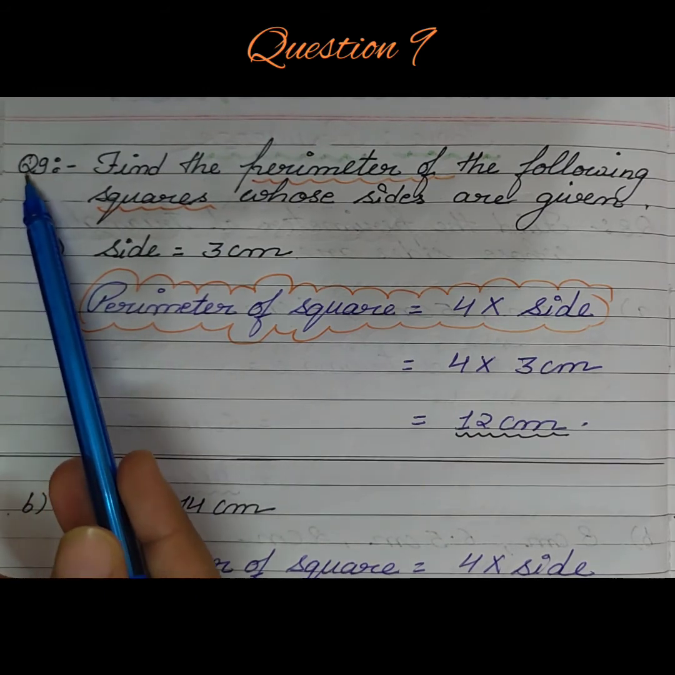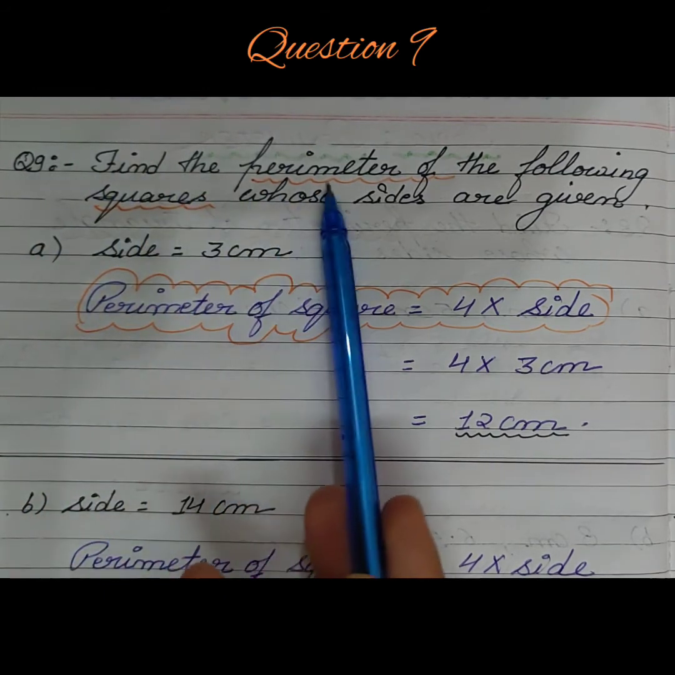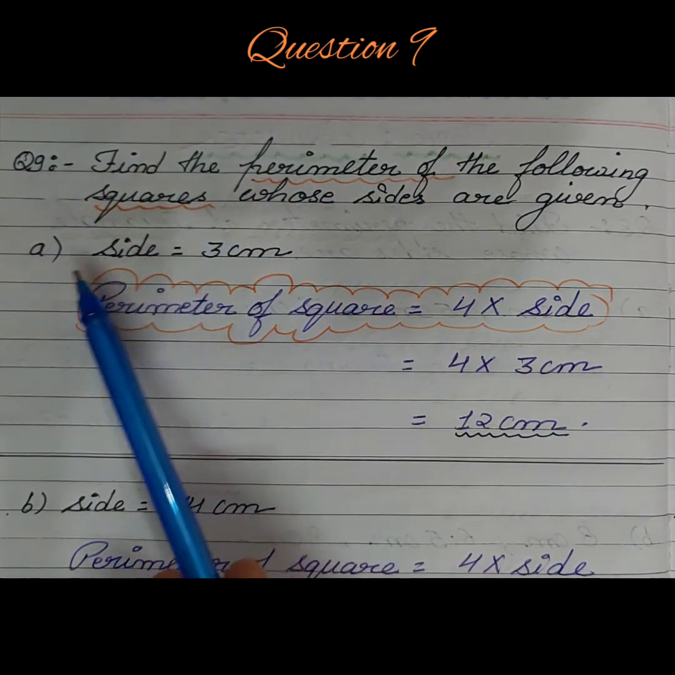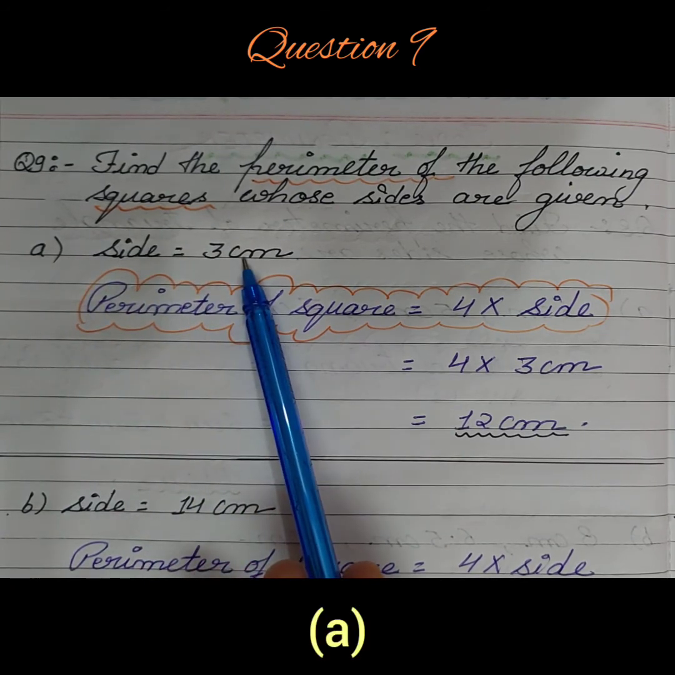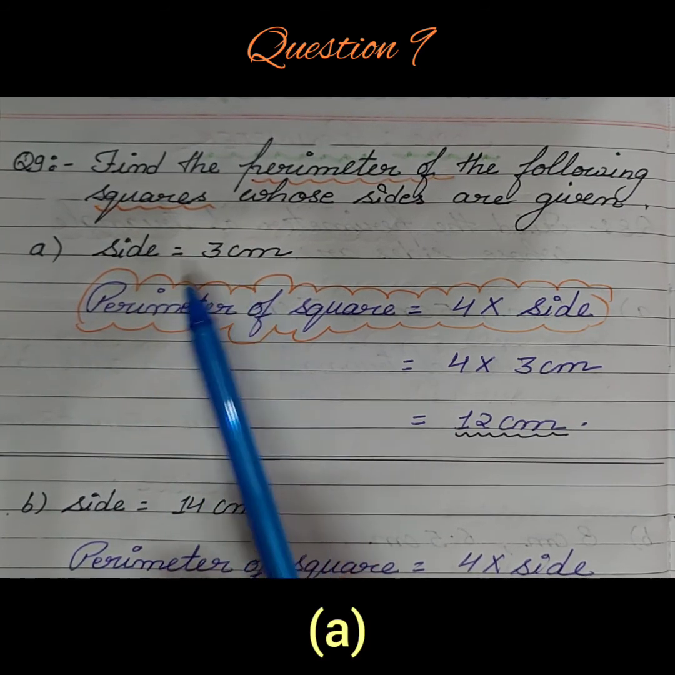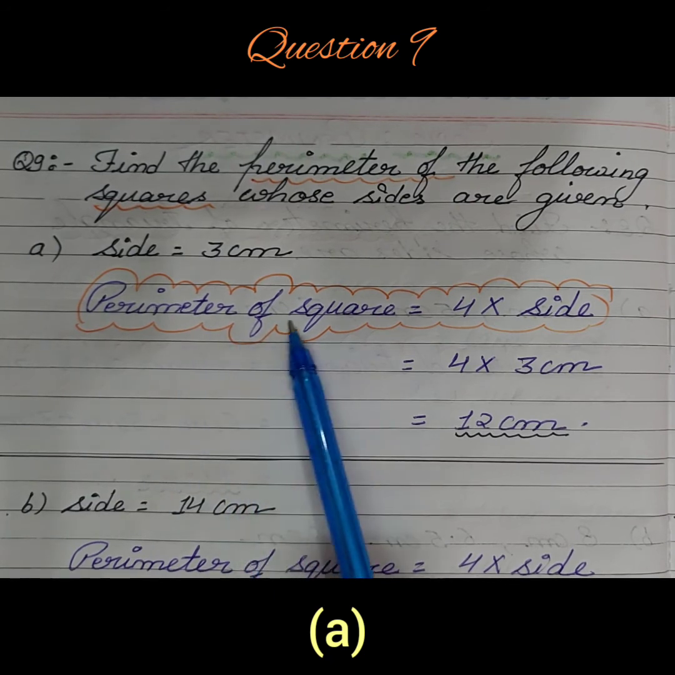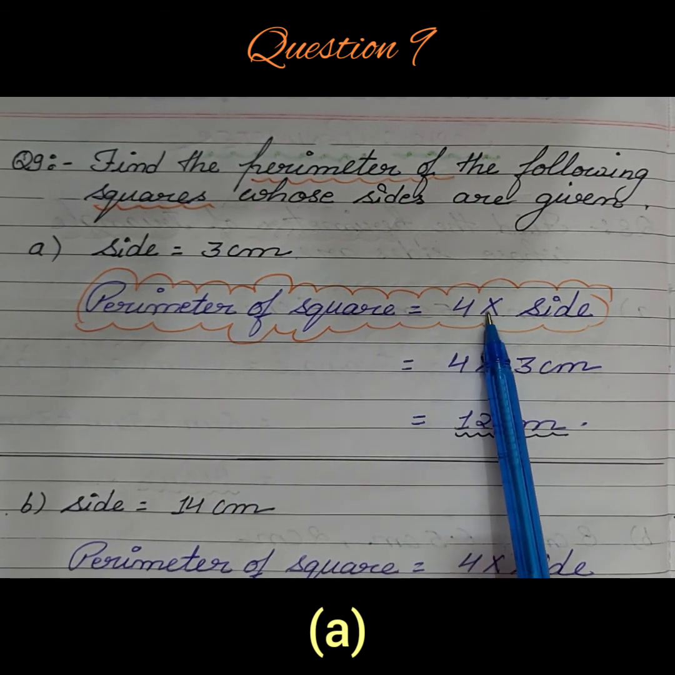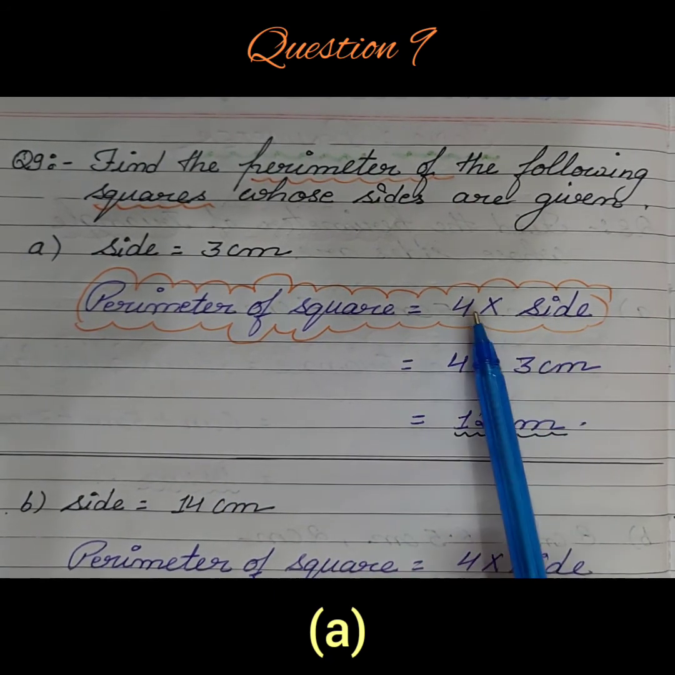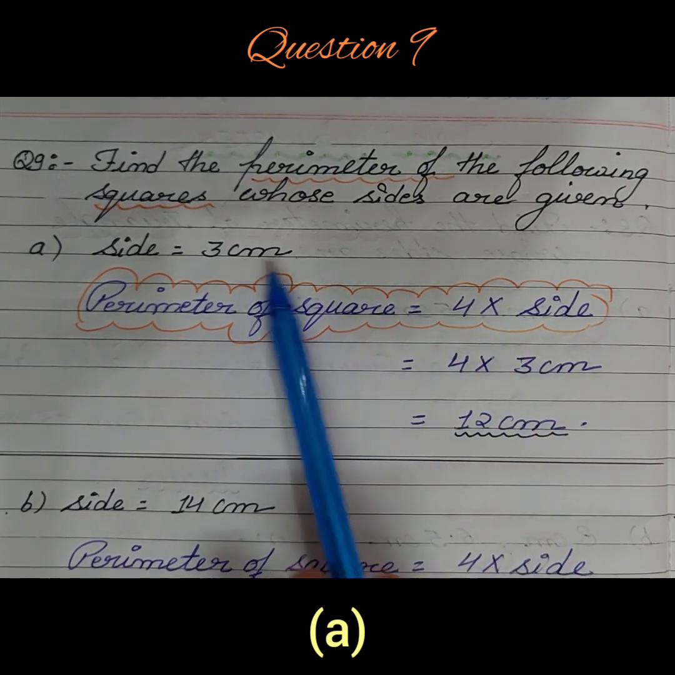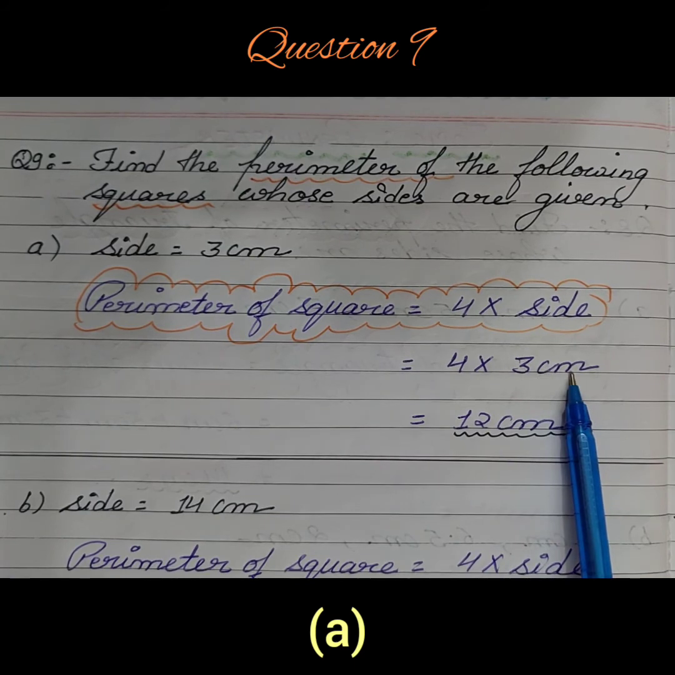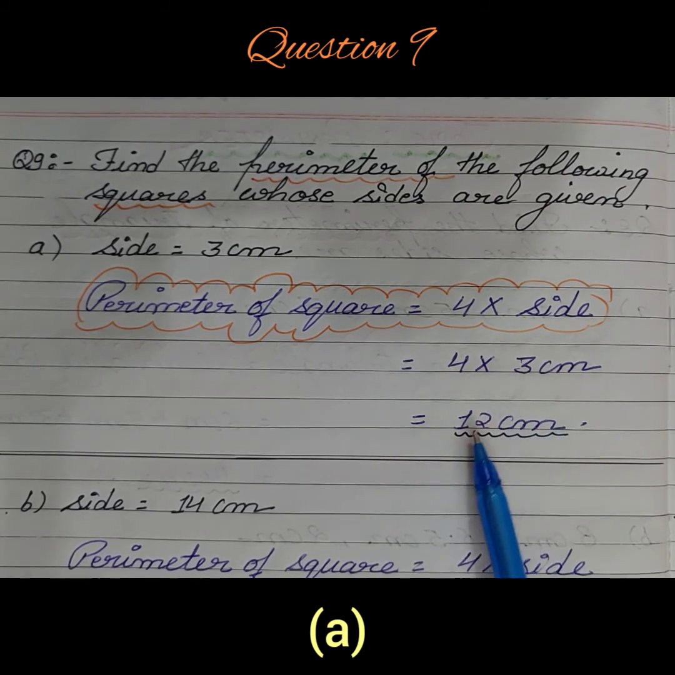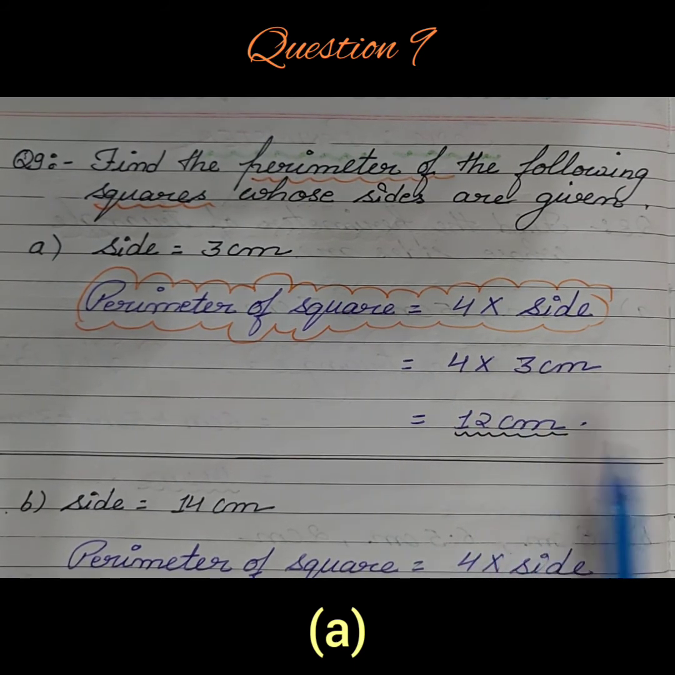Now let's move to our question number 9. Find the perimeter of a square whose side is 3 cm. Side is given and we all know the formula. Perimeter of a square is equal to 4 into side. So 4 can be written as same, into side is given 3 cm. So write here 3 cm. 4 times 3 is equal to 12 cm.